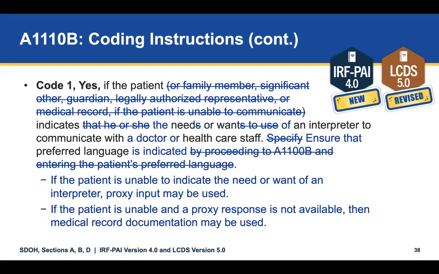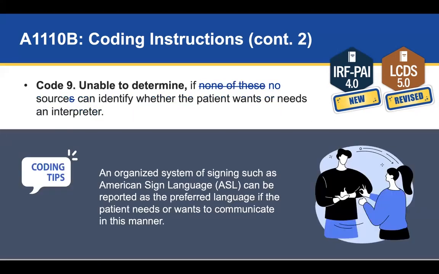The assessor would choose code 1, yes, if the patient indicates the need or want of an interpreter to communicate with the doctor or healthcare staff. Similar to A1110A, if the patient is unable to indicate the need or want of an interpreter, a proxy may be used. And if the patient is unable and a proxy response is unavailable, medical record documentation may be used. There is an additional response available, code 9, unable to determine. If no source can identify whether the patient wants or needs an interpreter, the assessor would enter code 9 as the response to this data element.